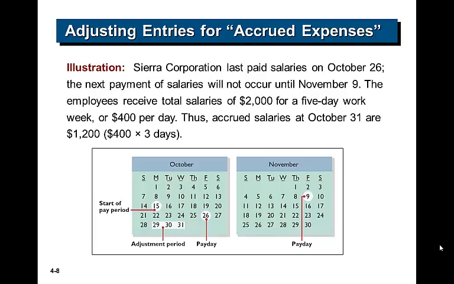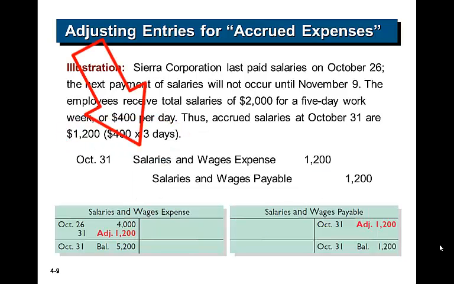Remember, our goal is to get all expenses related to October recorded in October. Employees worked 3 days in October that they won't be paid for until November, but we must recognize the expense that we incurred for those 3 days. The employees earned $400 per day. They worked 3 days, so the total expense that we need to accrue is $1,200. We would debit salaries and wages expense to recognize the incurrence of the expense, and we would credit salaries and wages payable to recognize the obligation to pay the employees.